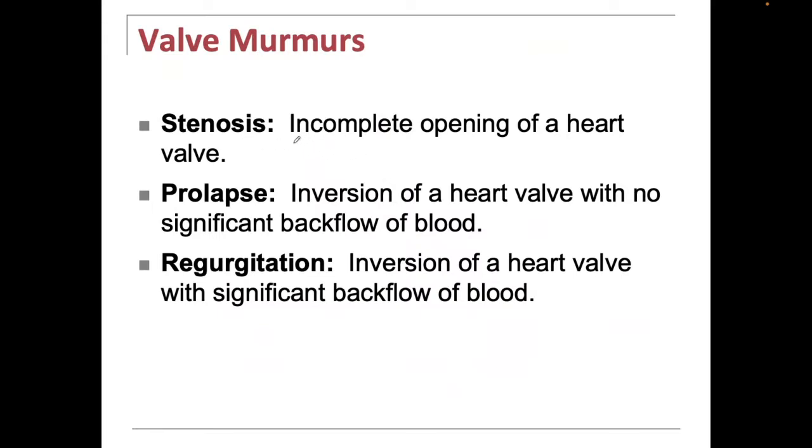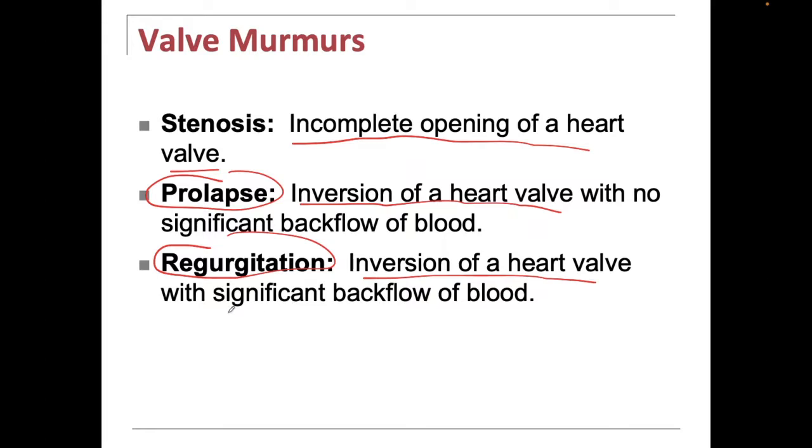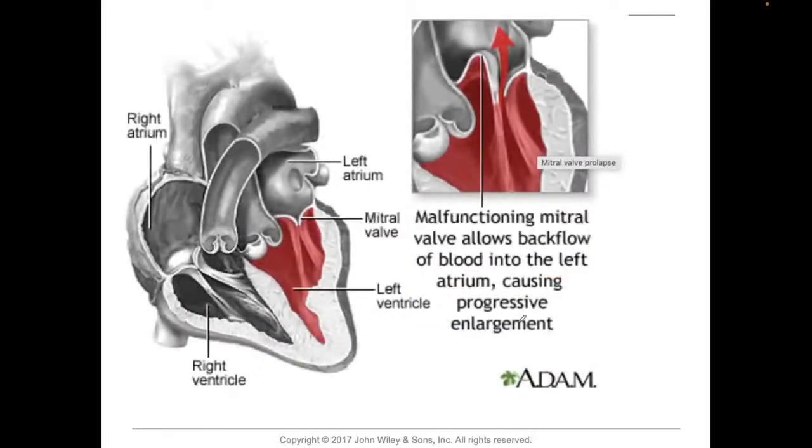A stenosis means an incomplete opening of a heart valve. Stenosis means narrowing, so it's very, very narrowed. A prolapse is when there's an inversion of a heart valve, but there's no significant backflow of blood. A regurgitation is also an inversion of a heart valve, but here we have significant blood flow back into the atria.